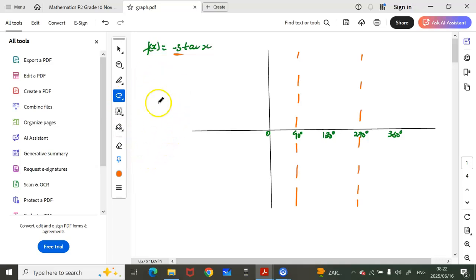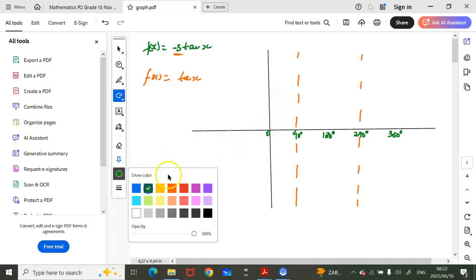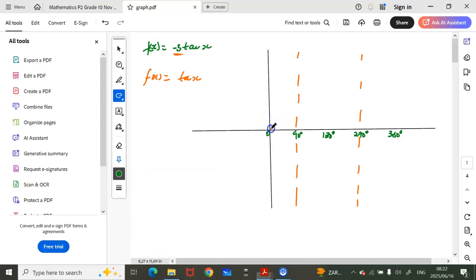Now, if you go back to the original graph of tan, which is positive, for example f of x equals tan x, this is a graph that will be drawn in this form. When it comes from the 0 here, it will go up, and also come from this direction, passing 180 to this direction, and then ends here. This is the original graph of tan.